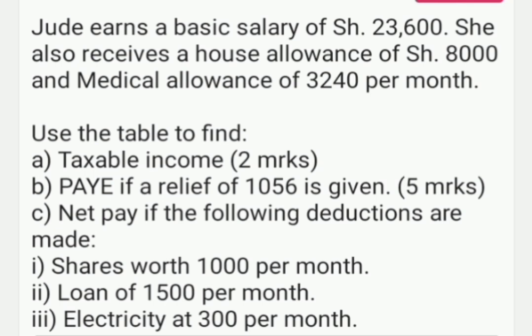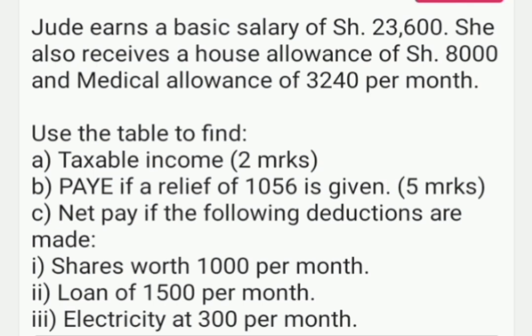We are going to learn about income tax. In our question, this reads: Jude earns a basic salary of 23,600. She also receives a house allowance of 8,000 and a medical allowance of 3,240 per month. Use the table to find Part A, taxable income, 2 marks.